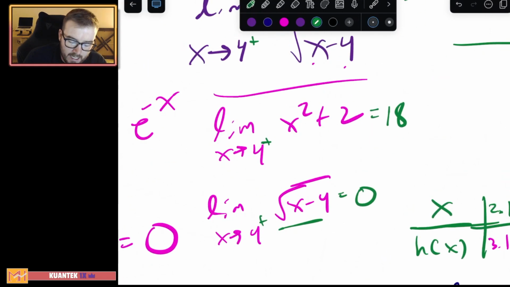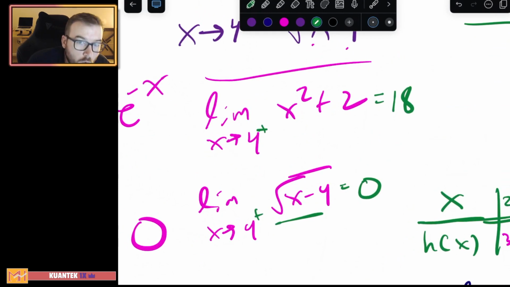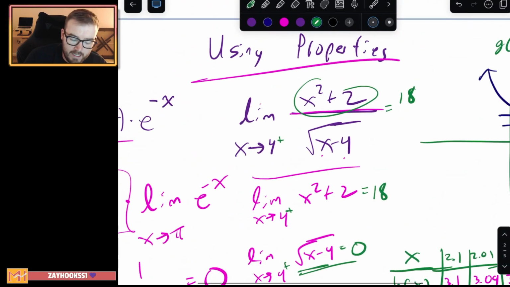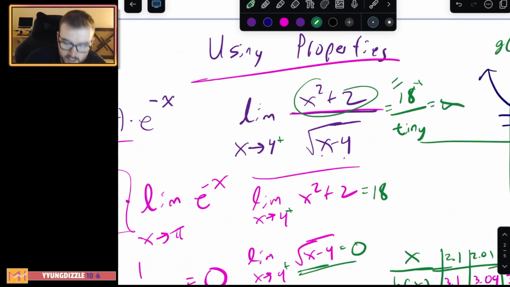As you're plugging in 4.001, 4.00001, you're getting the square root of a very small number, which is also small. So yes, this limit equals 0, but realize that, okay, it's 18 divided by tiny number, right? It's 18 divided by tiny number, so your answer is infinity.